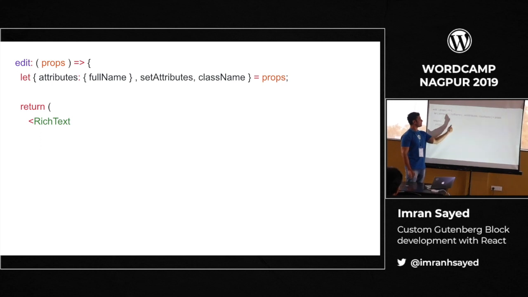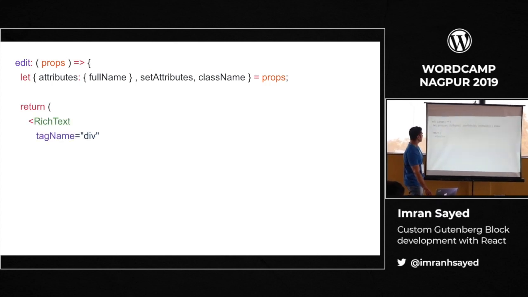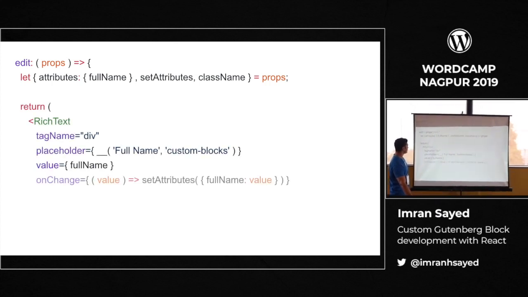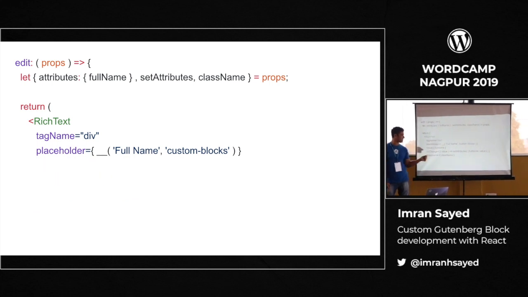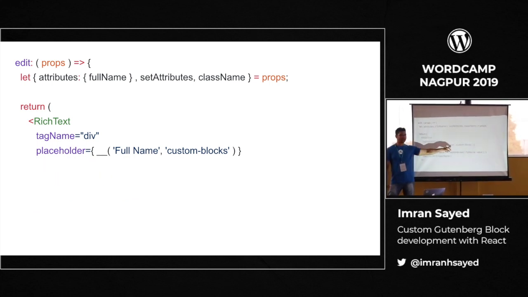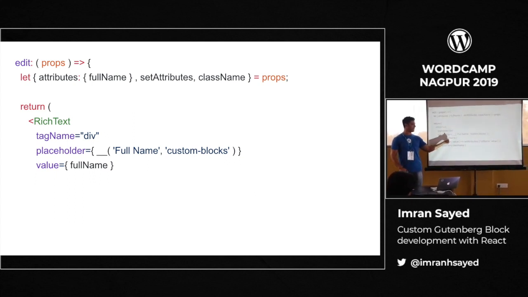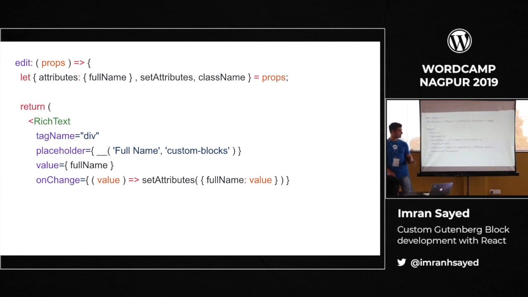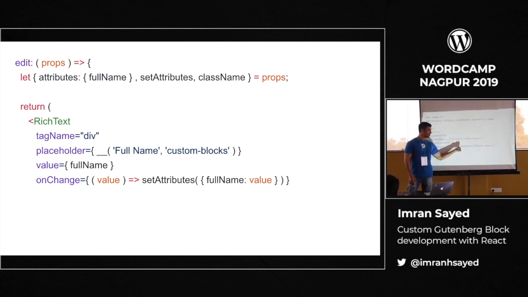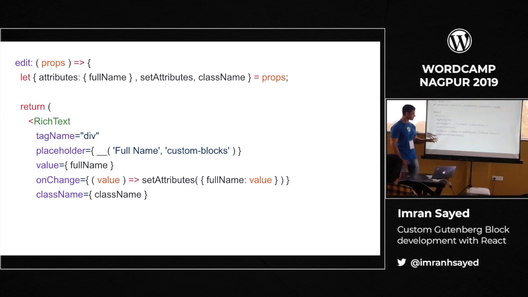Using object destructuring, we can take all of this information from props: fullName, setAttributes, className, and then we can return this component with wp.element.createElement. First is the tagName, which element you want to create, here a div. Second is a placeholder. I want to name it Full Name, and because we are using the translation function, it can be translated. Then we have value. Value will be fullName, whatever the user enters, which will later be dynamically added. Then we have an onChange event. Whenever the user types something, this event will be fired and this anonymous function will be called, which calls setAttributes, the job of which is to update the state with the new value. Then you have the className.